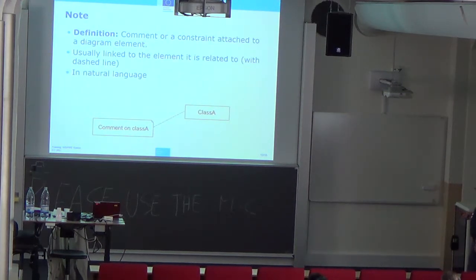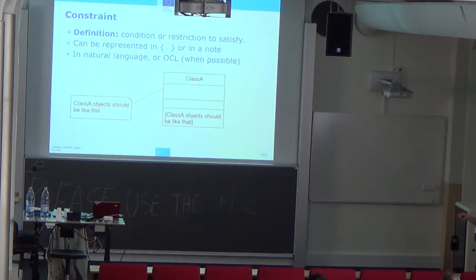A nice thing is these notes. Notes you can use to put some comments in natural language, or you can use them to express a constraint. So in this case, we can just put some comment on class A, or we can use it as a constraint. Usually a constraint you can put directly into the rectangle of the class, or you can use a note saying, for example, that a class A object should be like this, or you can put this constraint here together with the class.